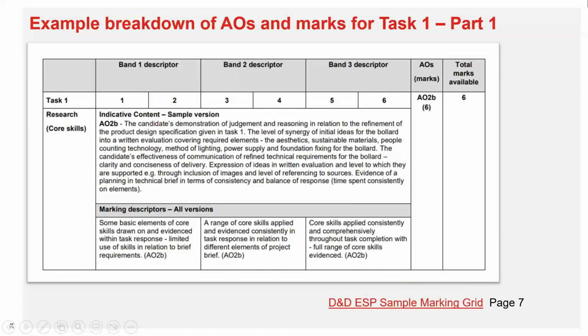And this final slide here is a breakdown of AO2B, which is the application of skills, and that's showing the indicative content and the marking descriptors, which is continued from the last slide. So you can see the 15 marks are made up from these. The indicative content here shows what the examiner's looking for and where the marking descriptors are. What is that examiner looking for? Is it basic? Is it consistent? Or is it comprehensive? So just to give you some idea how it's marked.